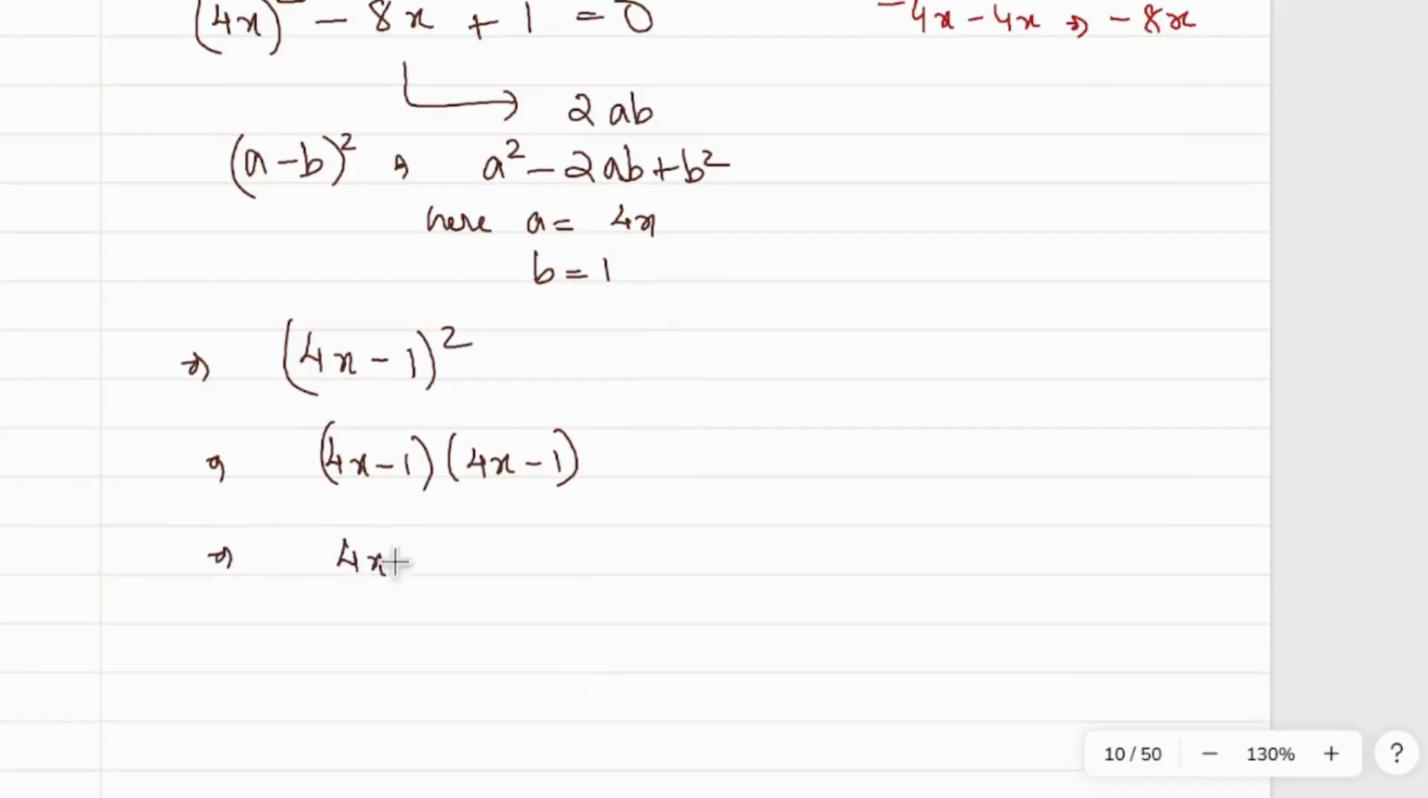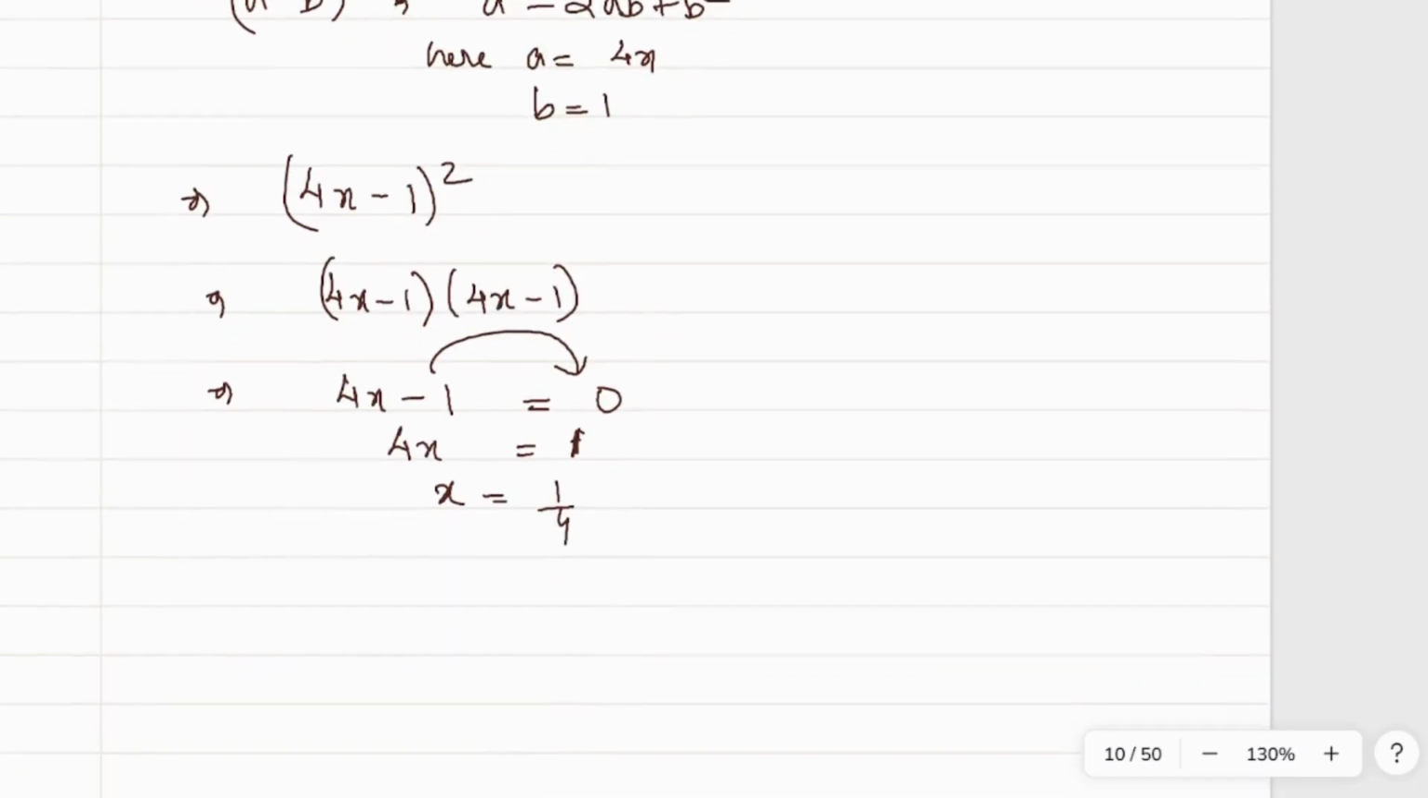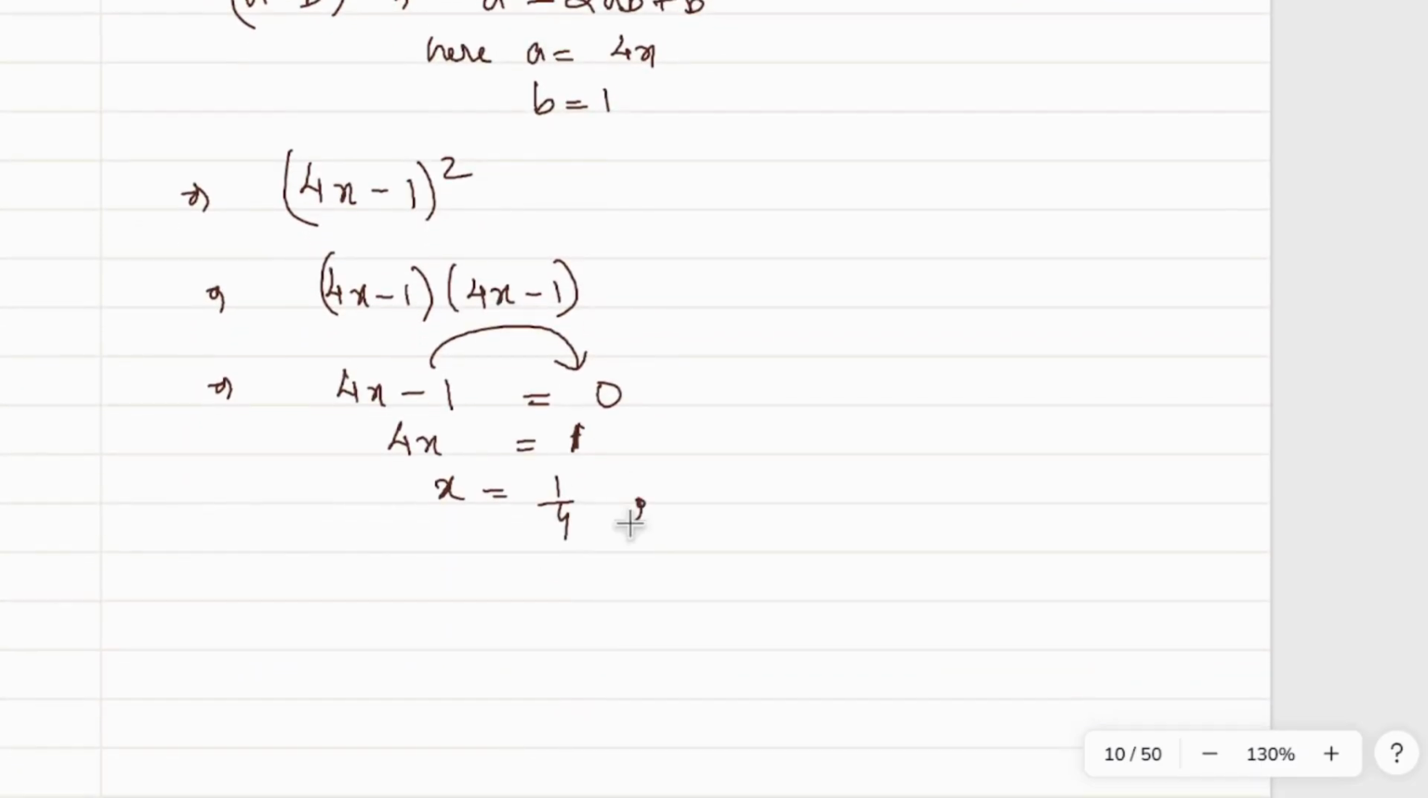From here, 4x minus 1 equals how much? I need to find the values for alpha and beta now. That is 4x minus 1 equal to 0. Therefore, 4x equals plus 1. When the minus 1 is taken to the opposite side, it converts to positive 1. That means x equals 1 by 4. So both values of x are going to be 1 by 4, 1 by 4. That is, alpha equals beta in this question.